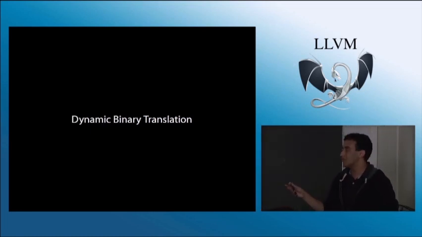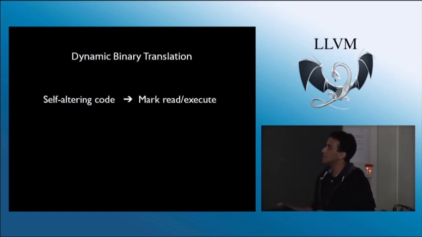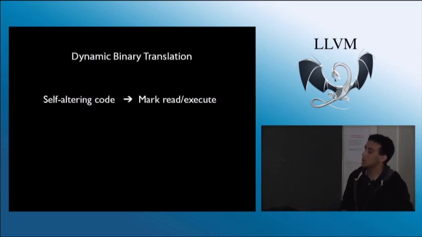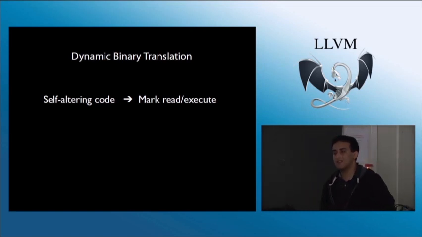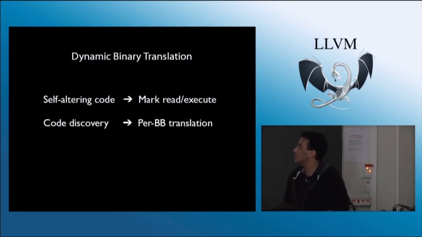So dynamic binary translation is preferred to that. It's not an alternative, but it solves lots of problems. For instance, things like self-altering code. It's a fringe use case, but it's really used in x86, when the code modifies itself. The usual trick used by Valgrind, QEMU, things like that, is to mark the translated pages read-execute. That way when someone tries to write to it, it signals, and then you can retranslate the whole page again. There's also the problem I talked about, code discovery.